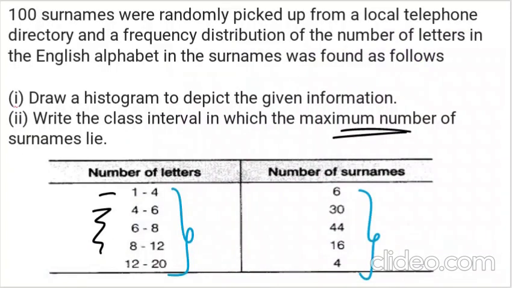And they also ask us to write the class interval with the maximum number of surnames. The maximum number of surnames is in 6 to 8 only. There are 44 surnames.